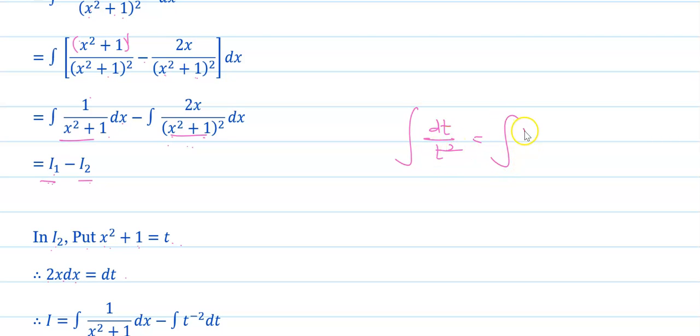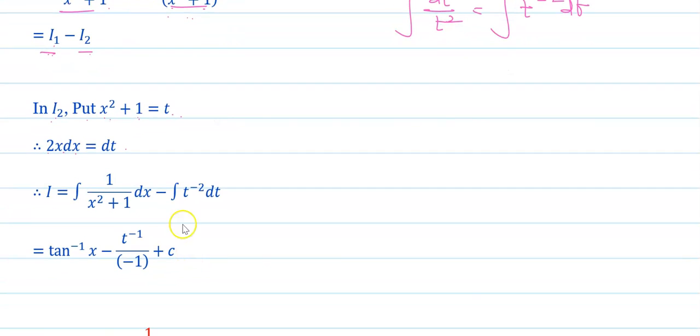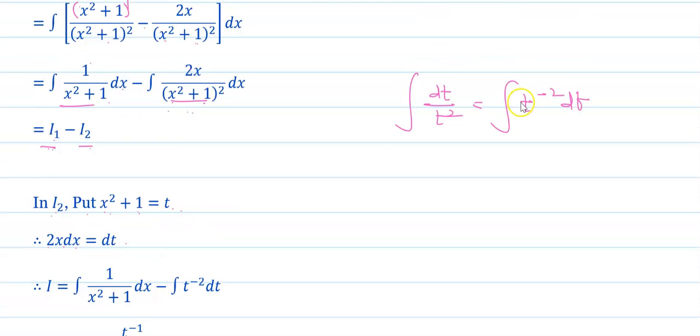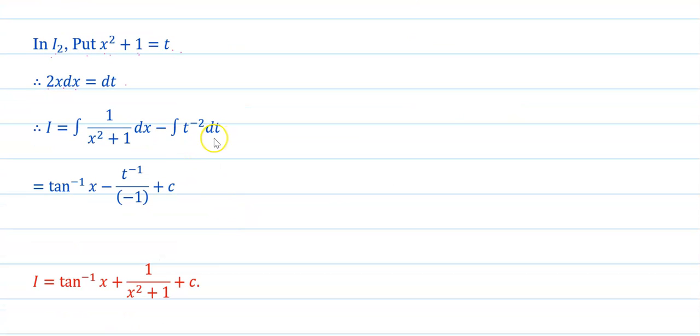आणि तीच पॉवर आपण काय करणार तर ती न्यूमरेटरला आणणार, into dt, and similarly here minus sign as it is t raised to minus 2, okay, into dt. And what's the integral of t raised to minus 2? Okay, minus 2 plus 1 means what? T raised to minus 1 upon minus 1 plus c, and the integral of 1 upon x square plus 1 into dx is tan inverse of x.